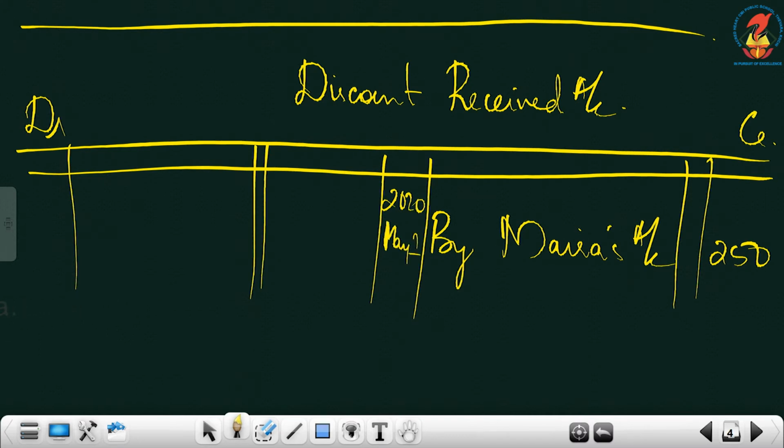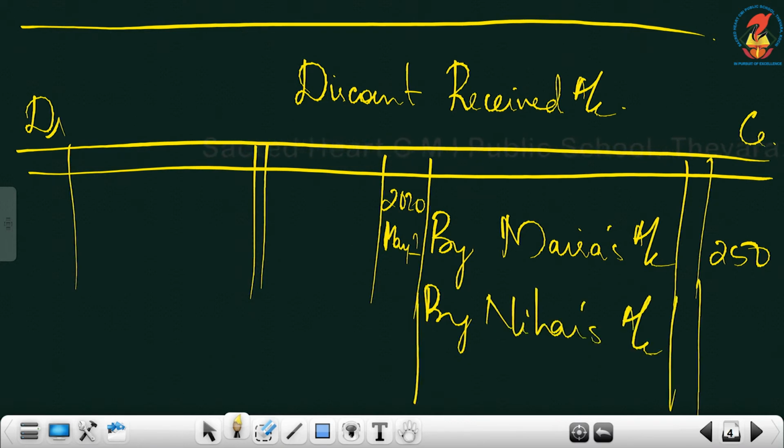Then next, discount received, you have to see, do we have the same account in any other entry? Yes, in May 25th you have, there also discount received is getting credited, that is Nihar you have to write. So by Nihar's account, it is on May 25th. The amount you have to write, the amount given against discount received, that is 200.